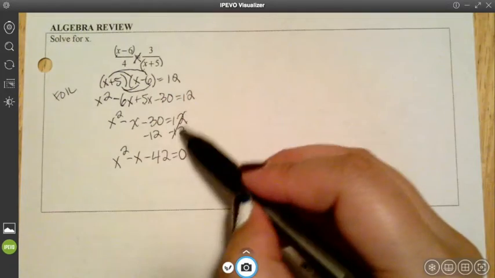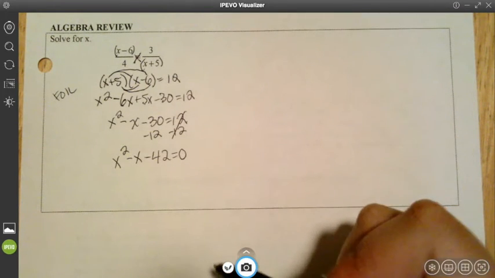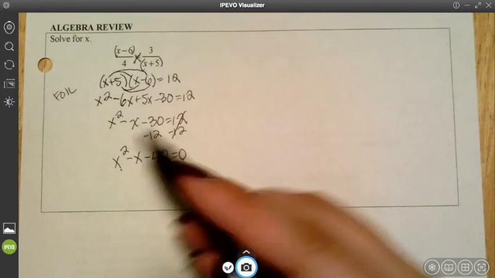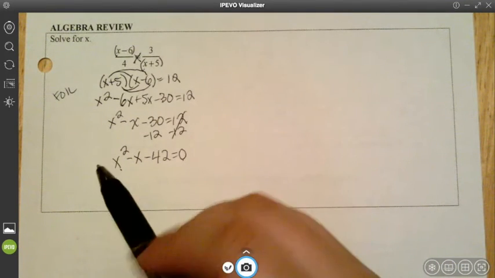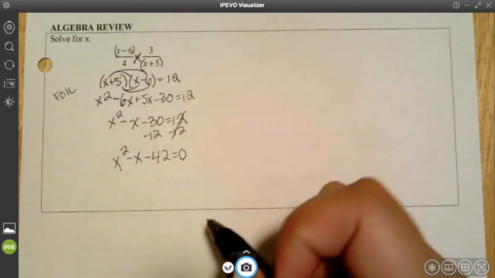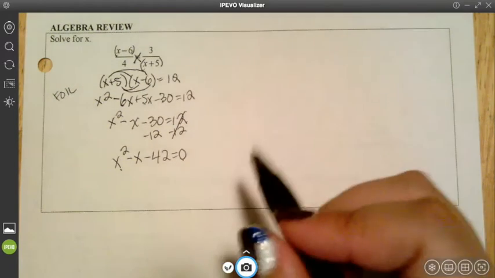Why did I subtract the 12? Because if I have an x squared, I need to set it equal to 0. And why do I need to set it equal to 0? Because in order to solve for x, we need to factor. Remember, anytime you have a degree higher than 1, so if I have a variable with an exponent, I need to set it equal to 0 and then factor. So how do I factor this?